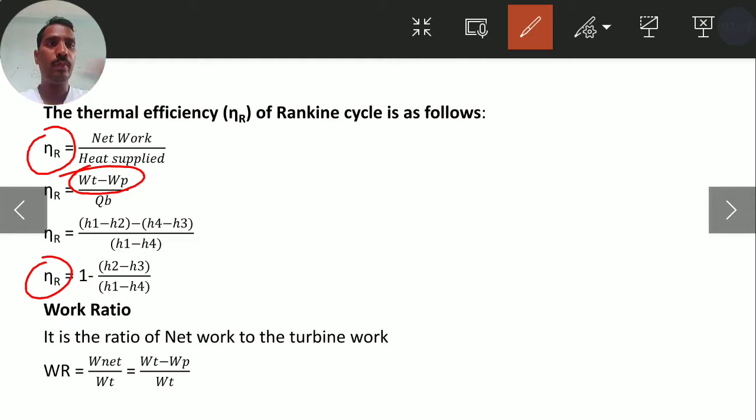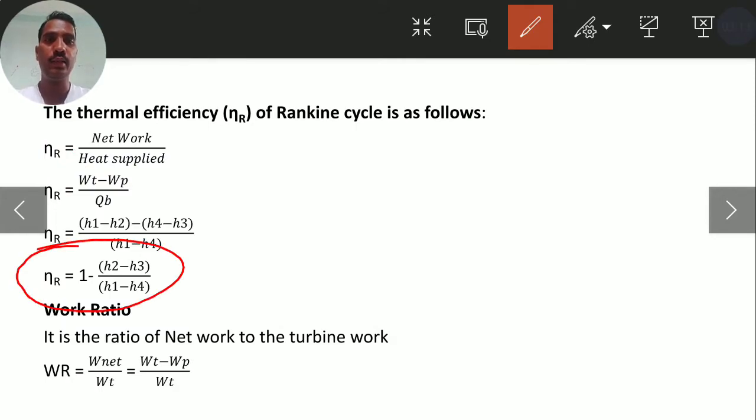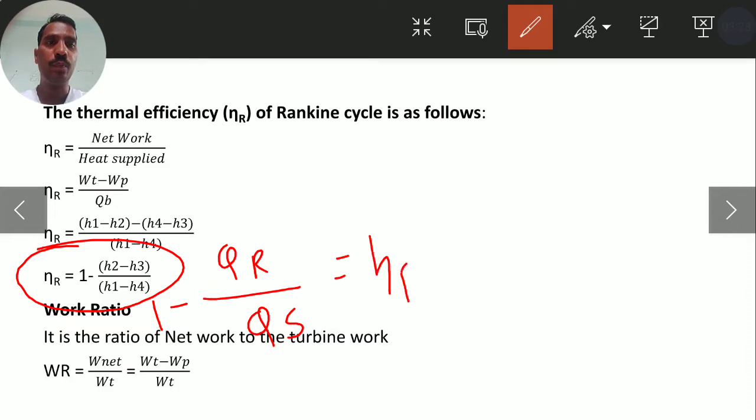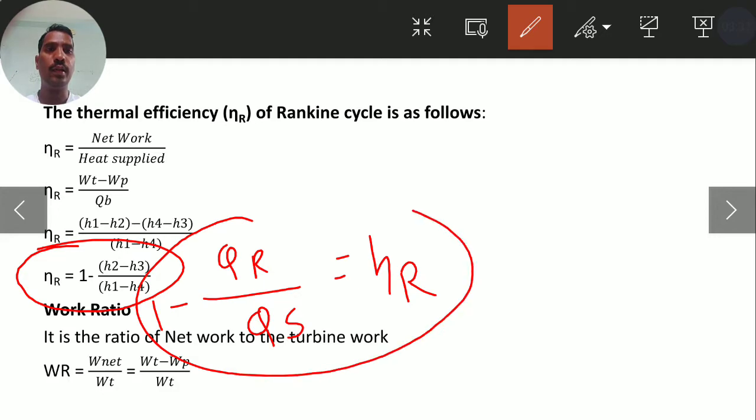Then the efficiency of a Rankine cycle you can see here is 1 minus (H2 minus H3), which is nothing but the heat rejected in the condenser, divided by (H1 minus H4), which is nothing but the heat supplied in the boiler. So this is the efficiency formula for the Rankine cycle.